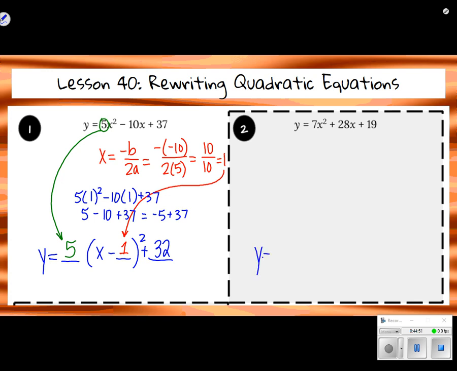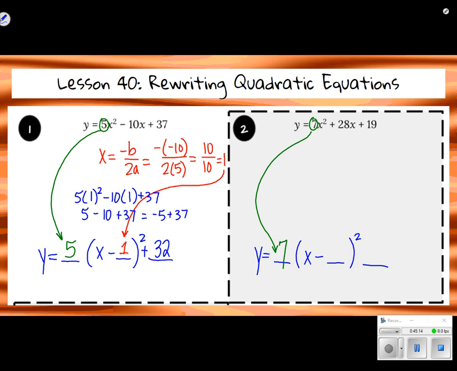So let's set this up. y equals blank, x minus blank squared plus or minus blank. That's why I didn't put the sign in. We don't know if it's plus or minus yet. First thing, let's steal the A. A is 7. Steal it and shove it right in that blank, right there: 7.